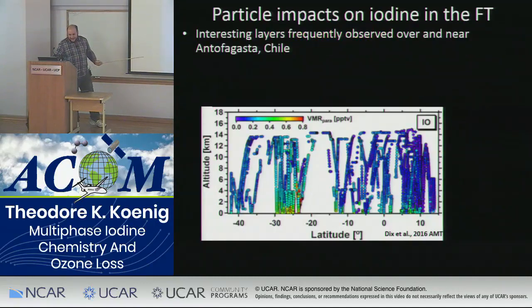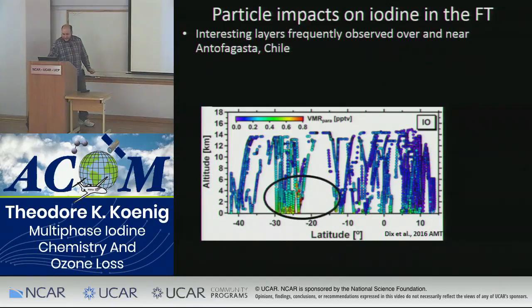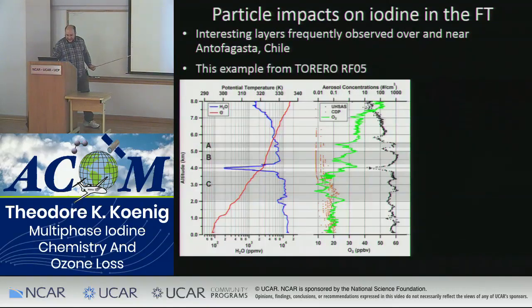So switching gears somewhat here, I'm bringing back this graph where I noted that there was a lot of IO in this one chunk of this graph right here. And what's going on there? So this happens to be mostly takeoffs and landings around Antofagasta, Chile. There's a few other things going on there, but that's most of what we're seeing.